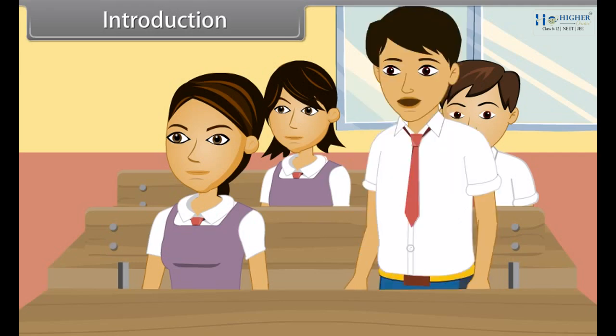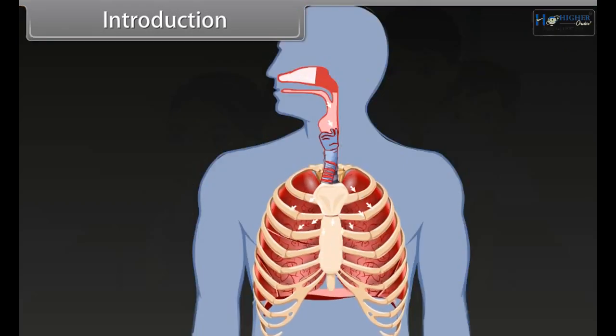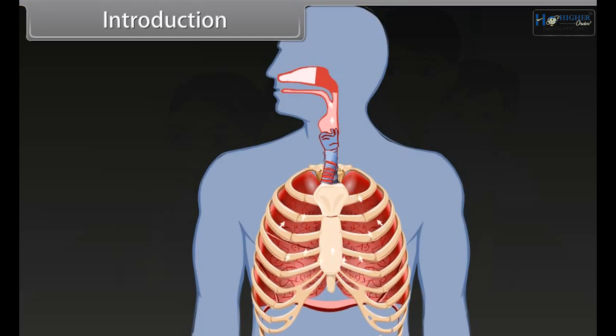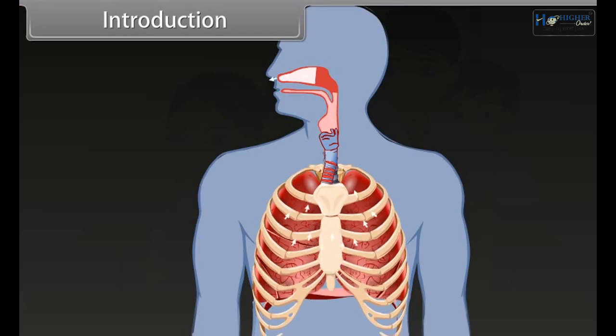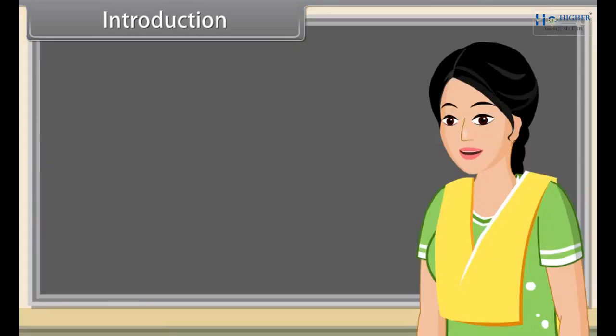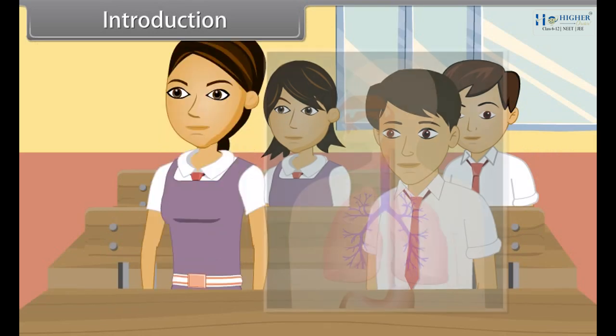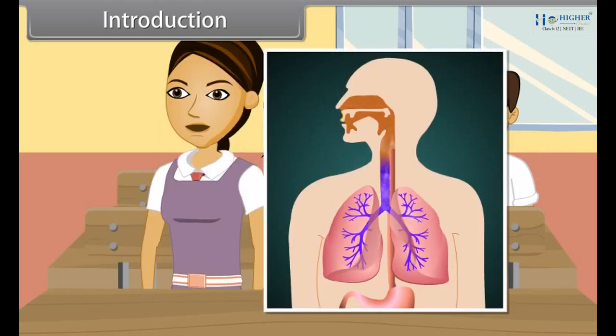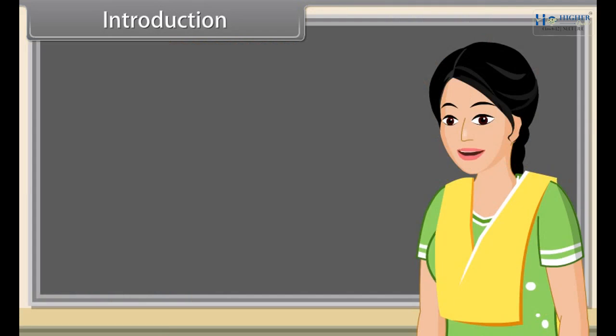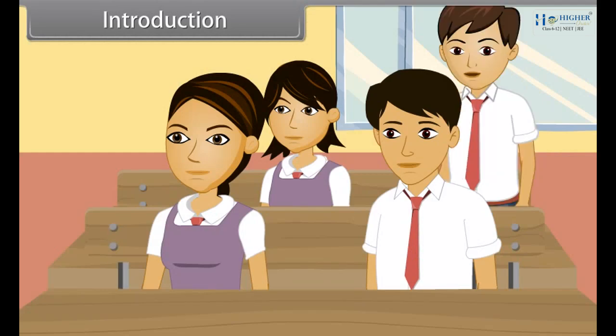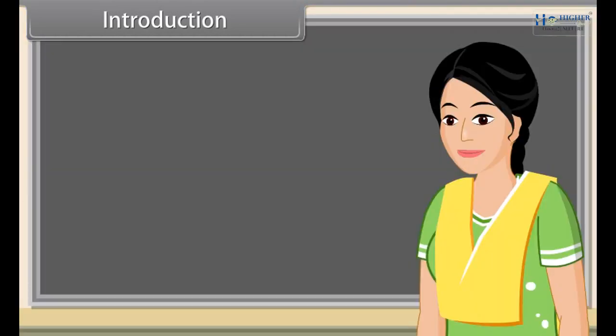Ma'am, breathing is a process in which air is inhaled due to muscle contraction and then exhaled due to muscle relaxation. Very good, Rahul. And what are the respiratory organs in humans? Ma'am, humans have lungs which help them to exchange gases with environment. Very good, Rekha. And what are the respiratory system disorders? We don't know, ma'am.